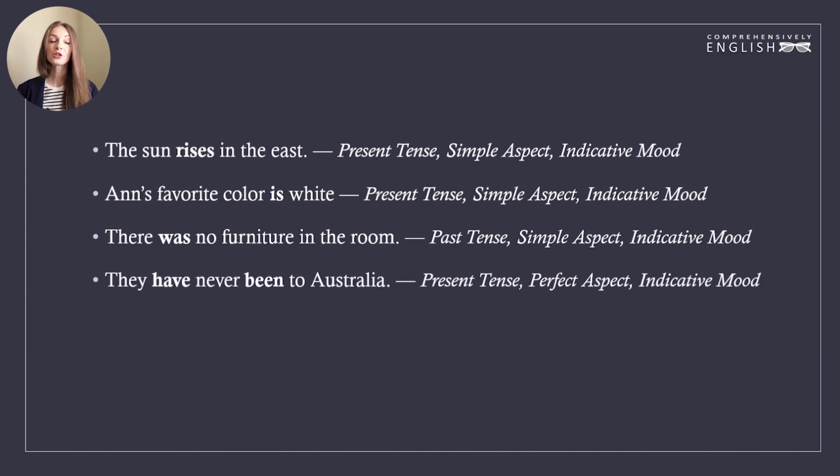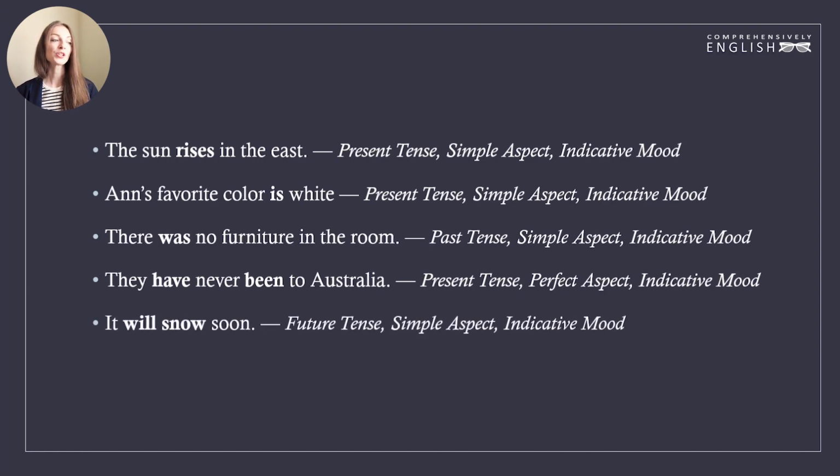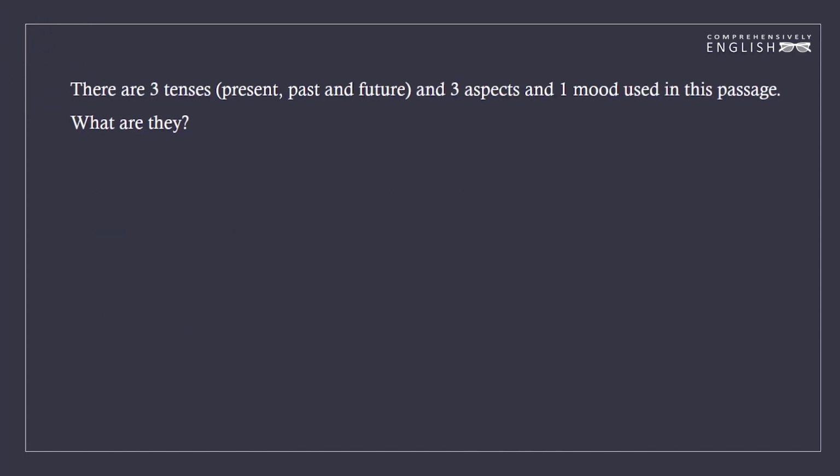They have never been to Australia: the present tense, the perfect aspect, and the indicative mood. It will snow soon: the future tense, the simple aspect, the indicative mood. Let's do a little exercise. There are 3 tenses, present, past, and future, and 3 aspects and 1 mood used in this passage.